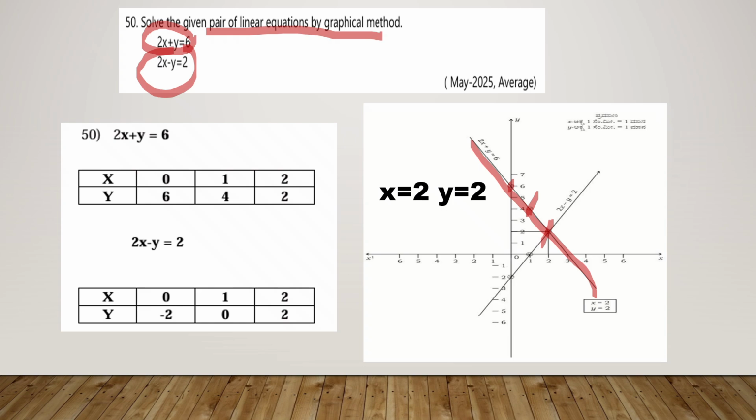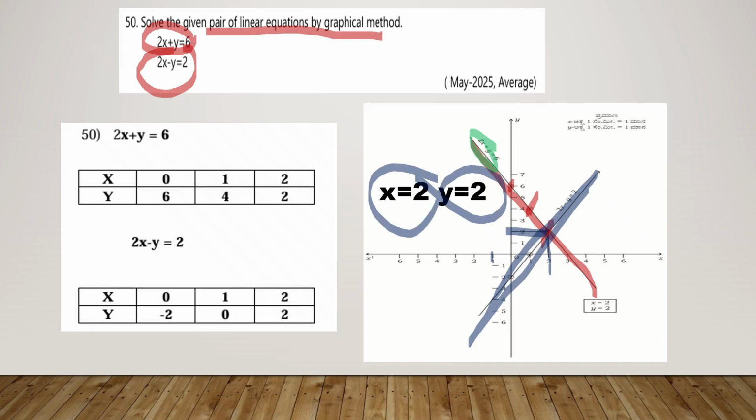This is for the first equation, that is 2x plus y is equal to 6. You should write here like this. Next, the second one: if you take 0, you will get minus 2. So (0, minus 2), so this is minus 2 here. Okay. Then (1, 0), (1, 0) means here it will come, and (2, 2). You will get one more line here. So you will get the x value as 2 and the value of y is also 2. So this is regarding question number 50.